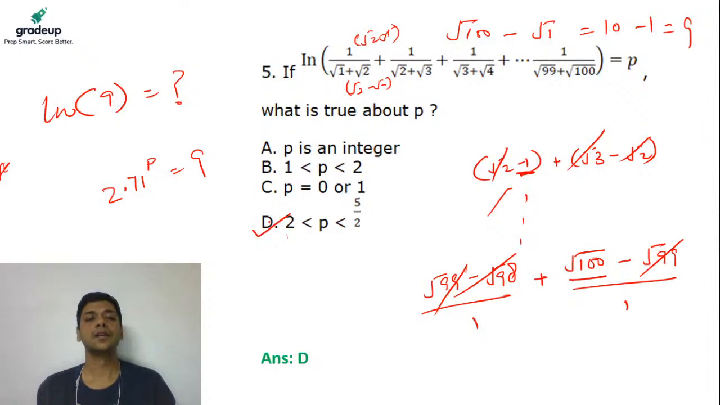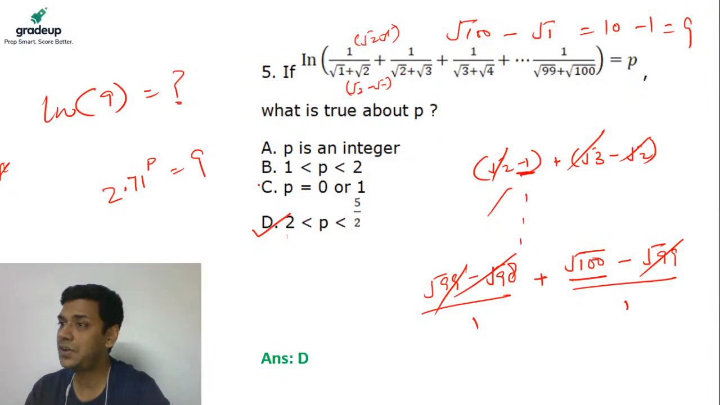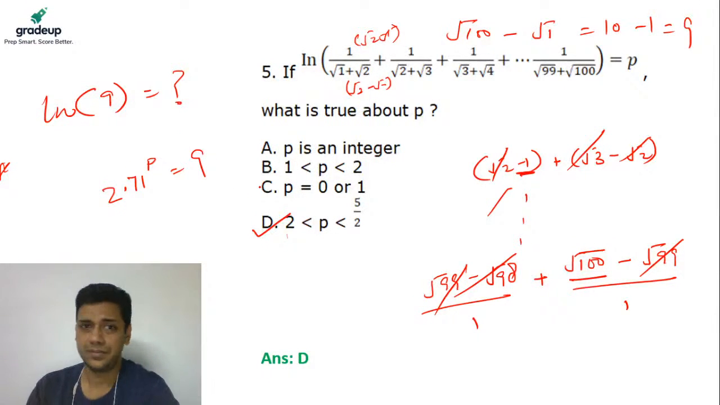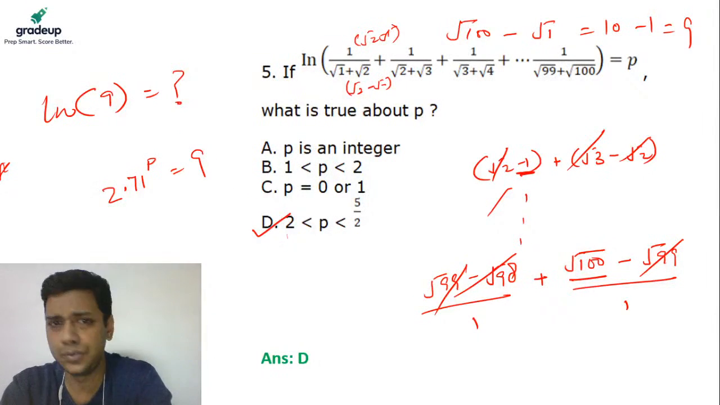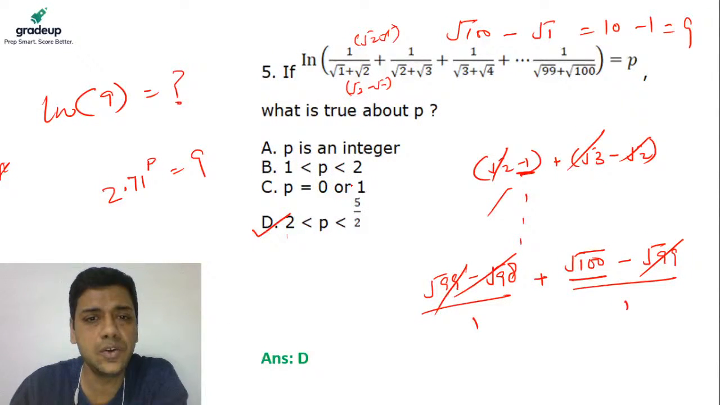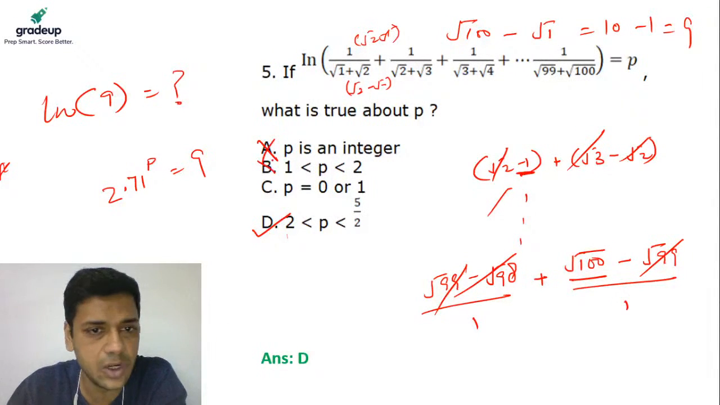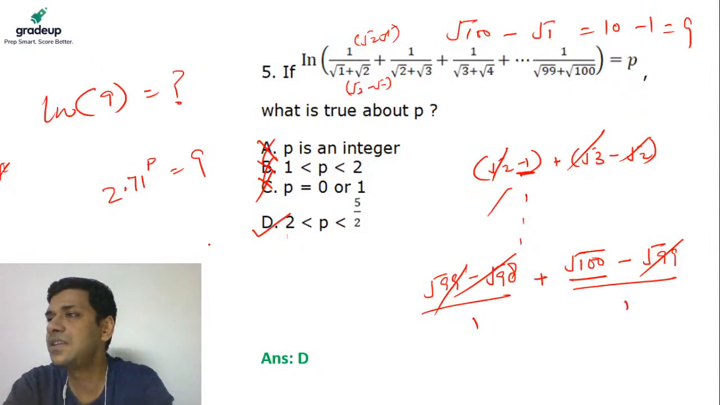So 2.71 raised to power some number in between 2 and 2.5 will give me 9. Understand it this way: 3 raised to power 2 is 9. So this number p has to be more than 2 and slightly more than 2. So my answer is not going to be A, B, or C. My answer is D.